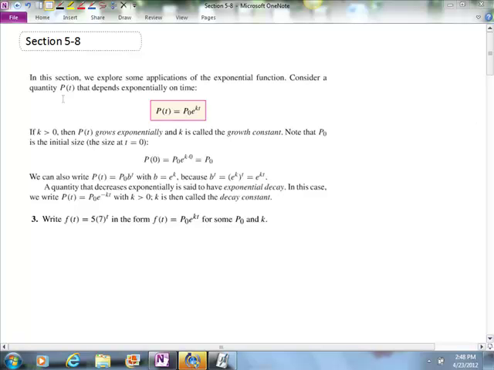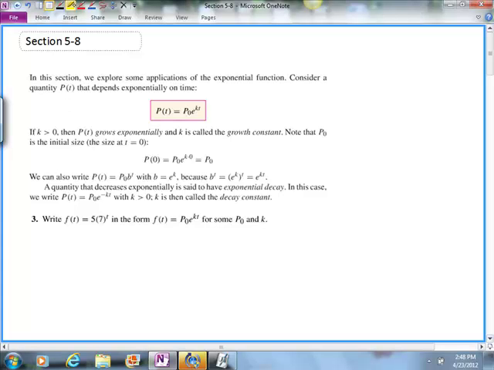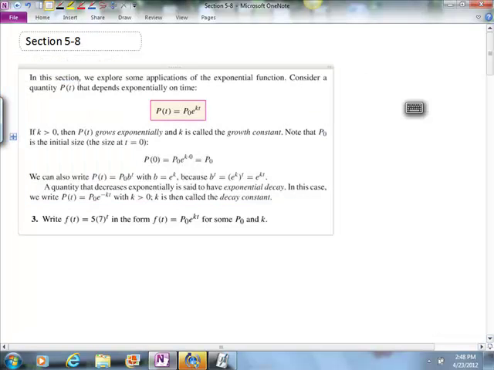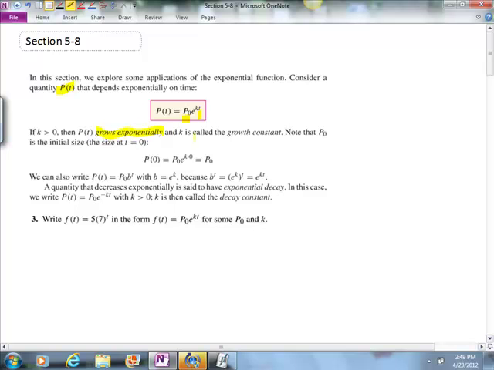We want to consider a quantity P of t that depends only on time. So the amount that you have left after a particular period, P of t, depends on the P naught and then e to the kt. Since it depends only on time, P naught and k must be fixed values. And we say that P of t then grows exponentially. K is called the growth constant, and P naught is the initial amount or the initial size, or the amount at time 0. Because obviously if you plug 0 in for t, that'll be e to the 0, which is just 1. So you'll get P naught, or your initial amount.